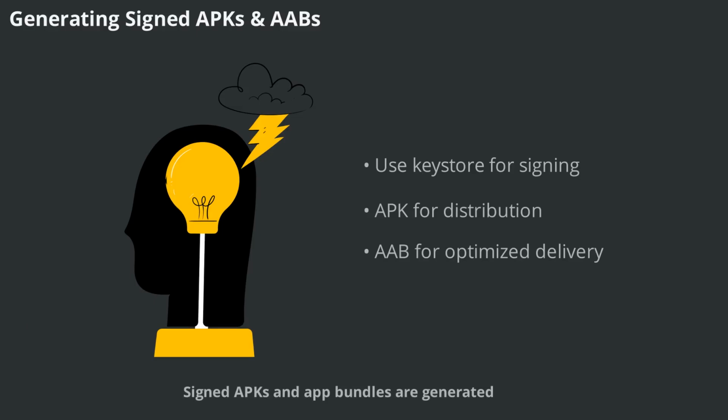Signed APKs and app bundles are generated using Android Studio or Gradle command line. Provide a keystore file and signing credentials in build.gradle. Signed APKs are used for distribution, while AABs enable optimized delivery through Google Play, ensuring secure and efficient app releases.